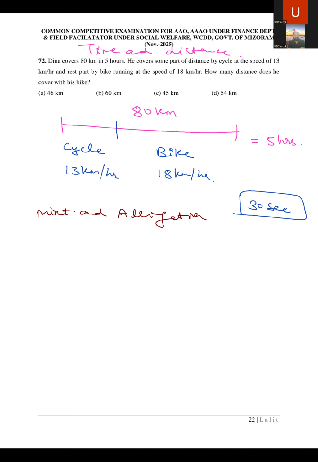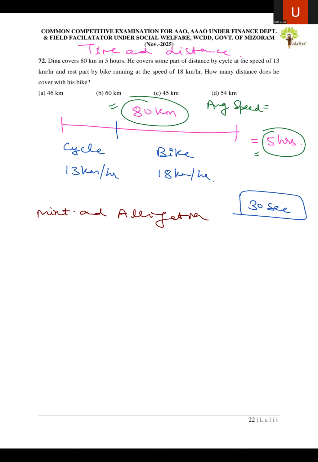Now, total distance is given to us. Total time is given to us. Can we calculate speed here? I can say average speed. His average speed is how much? Total distance is 80, total time is 5. Speed equals distance upon time. So distance upon time is 80 by 5, and it will be equal to 16. So I got average speed 16. This is the average speed.